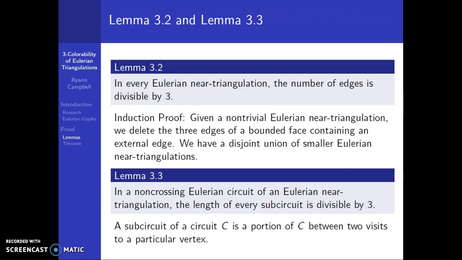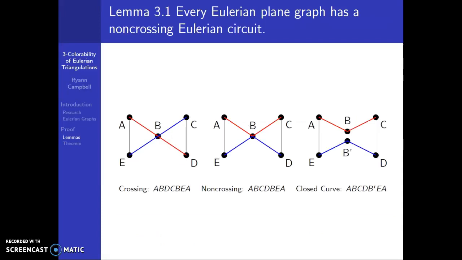We have a subcircuit of a circuit C, and that is a portion of C that is between 2 visits to a particular vertex. So if we go back to our drawings from lemma 3.1, in that center drawing, we have the Eulerian circuit A, B, C, D, B, E, A, and a subcircuit of that would be B, C, D, B. So it's starting with B, ending with B.